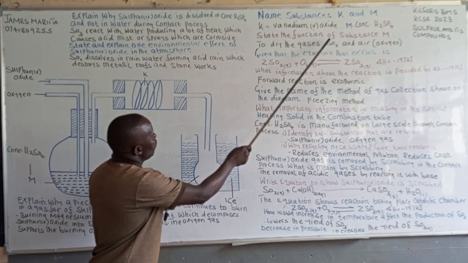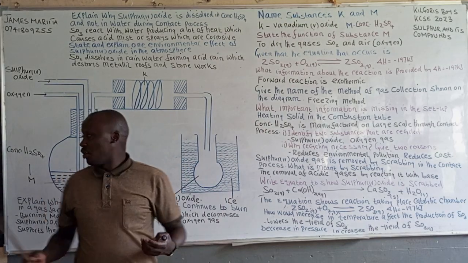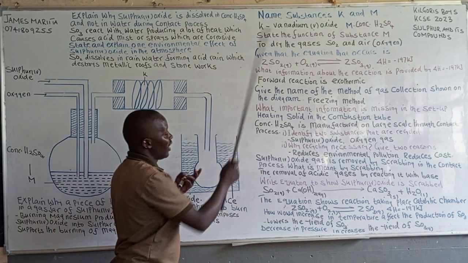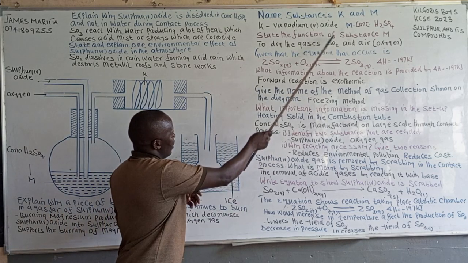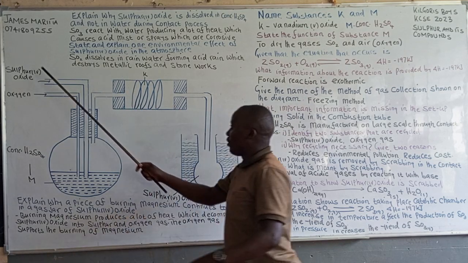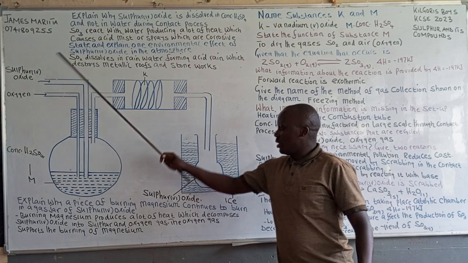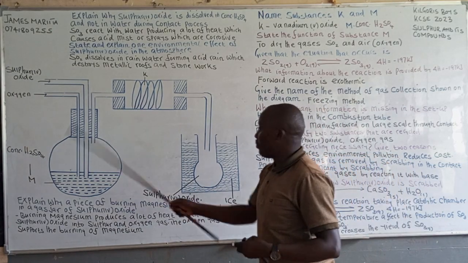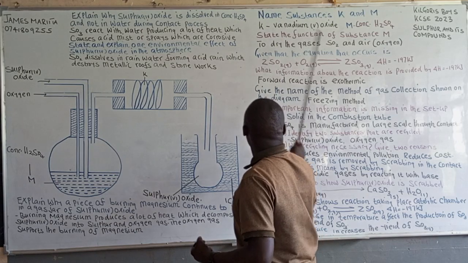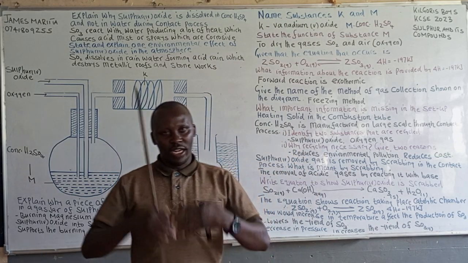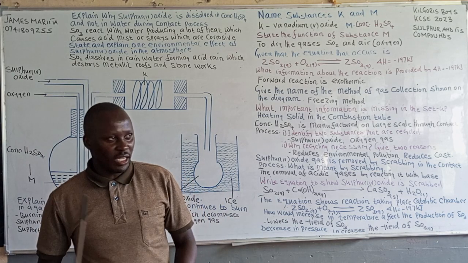State the function of substance M. The function of substance M is normally to dry the gas. So it is to dry the gases, and those gases are sulphur oxide and air, which in this case is oxygen. So we have sulphur oxide and oxygen, they pass through the concentrated sulfuric acid to be dried. So the purpose of this concentrated sulfuric acid is normally to dry the gases, that is sulphur oxide and air, which is oxygen.